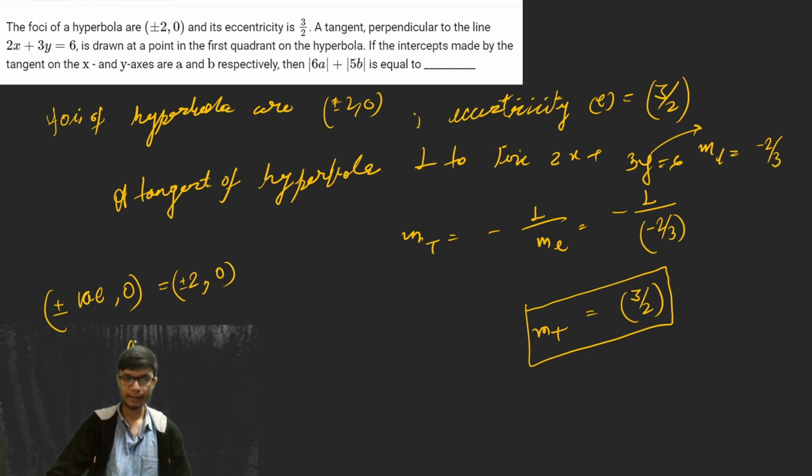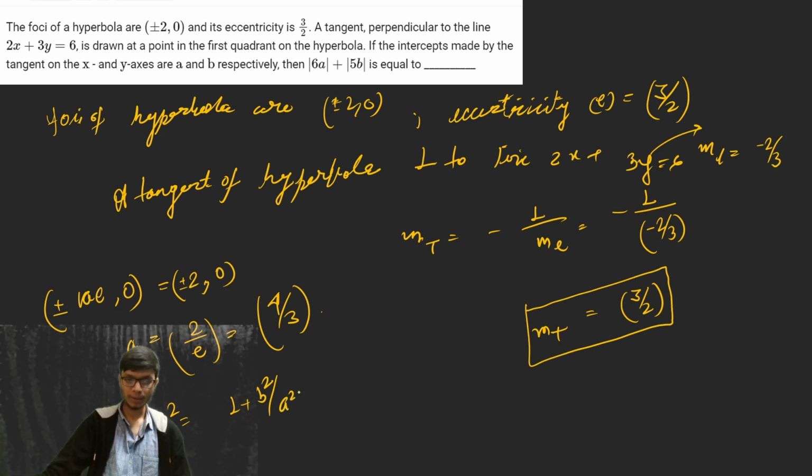From here, I can get the value of a as 2 by e, and we know e is 3 by 2. So a comes out as 4 by 3. Also, I got the value of a. Now, if I have the value of a, then I know the eccentricity equation, that is e square is equal to 1 plus b square by a square.